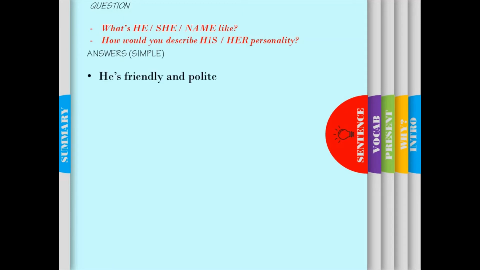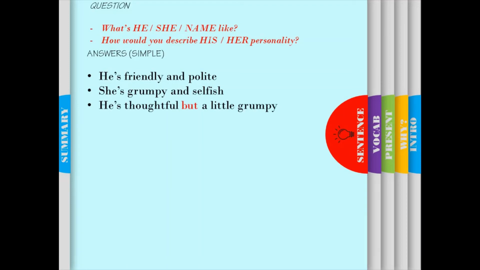So he's friendly and polite. What's he like? He's friendly and polite. We're using 2 adjectives from the positive category. What's she like? She's grumpy and selfish. 2 adjectives from the negative category. Grumpy and selfish. How would you describe his personality? He's thoughtful but a little grumpy.